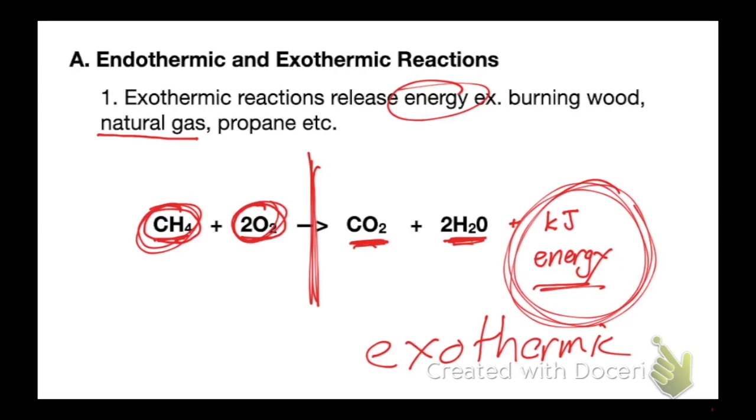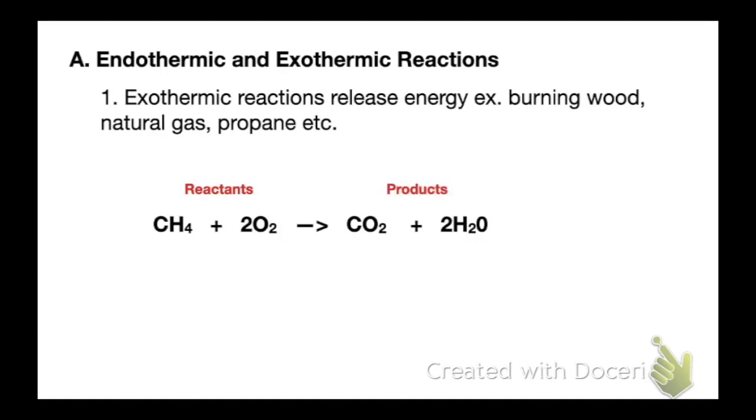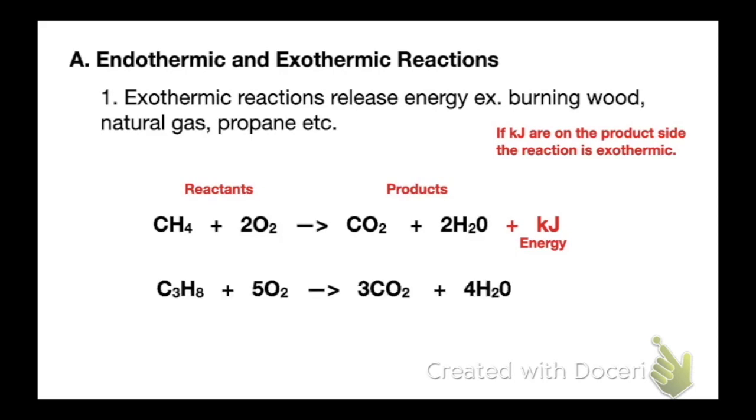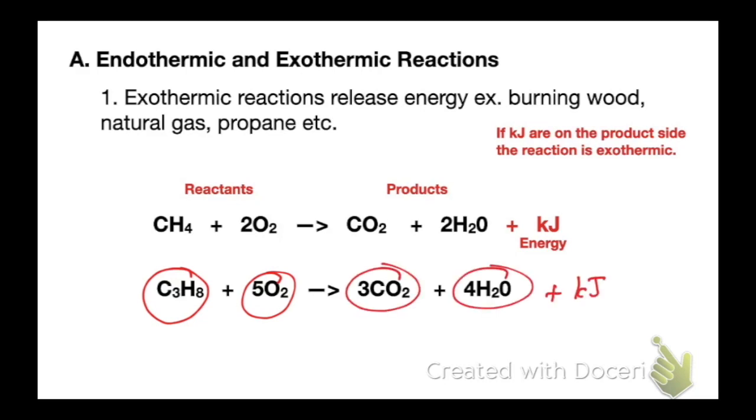All right, now I have something pre-programmed here. Let's watch this. Those are called reactants. Those are called products. And when I have kilojoules over there, that means it's an exothermic reaction. So that's energy. If kilojoules are on the product side, the reaction is exothermic. Propane, C3H8, same thing. When I take propane and burn it, I make CO2 and water and energy. The balancing is different, 3 and 4 versus 2 and 1, but it's still an exothermic reaction.